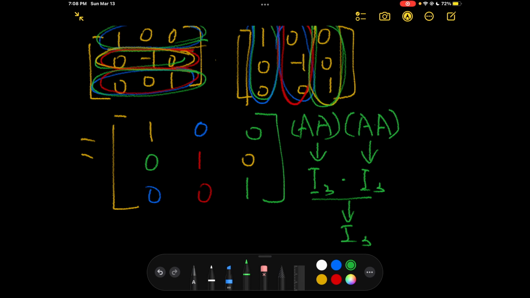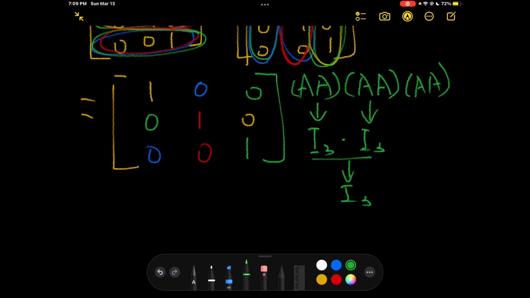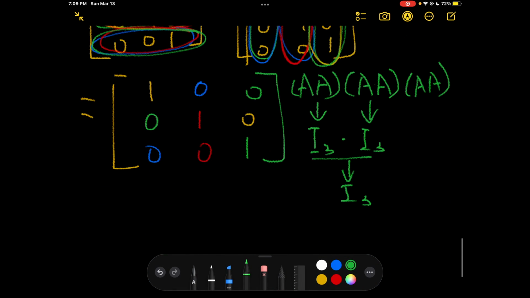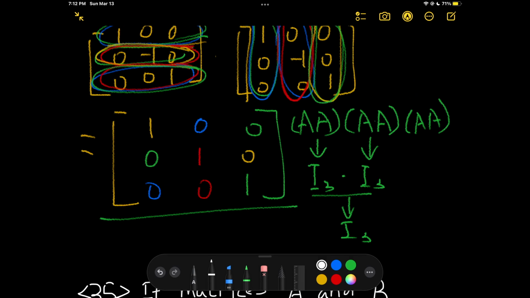So as long as we have a pair of them, actually we don't need to be a pair, since we have two, because A has a negative 1 in the second row and the second column. So as long as two are paired together, we get the final answer, the identity matrix. So the answer of A to the 20th power will be the identity matrix as well.